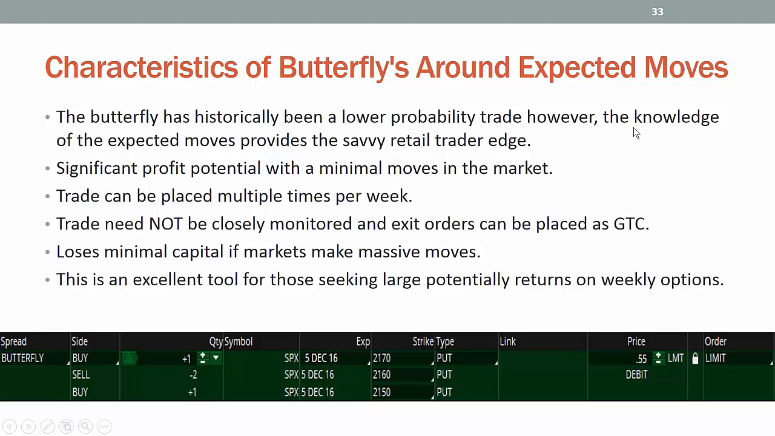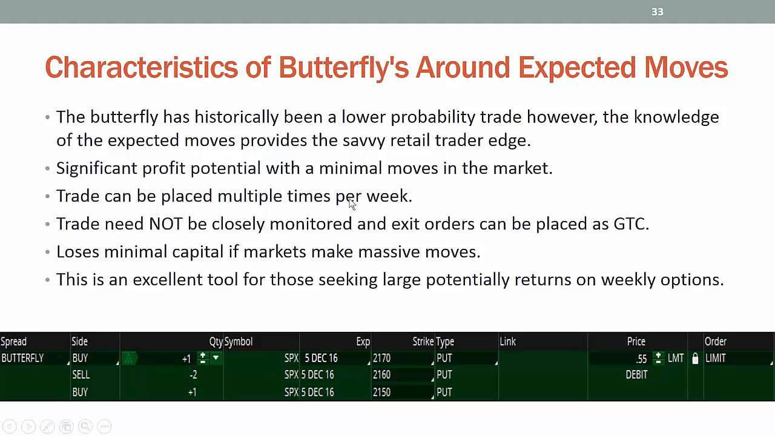However, the knowledge of expected moves provides the savvy retail trader an edge, significant profit potential with minimal moves in the market. You have to recognize we're not looking for a big market move over here, right? And by the way, people are like, oh, has this been done a long time? You have to recognize these products have only been added, okay, coming into February of this year. August was a Monday. So now we have Monday, Wednesday, and Friday. And the most essential thing is there is a Monday, Wednesday, and Friday expiration. That's what changed the marketplace.